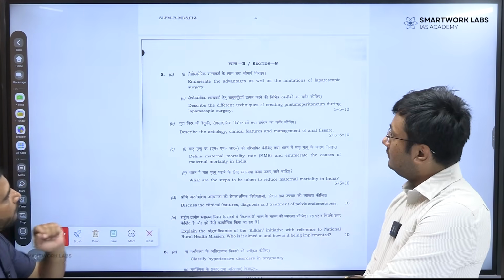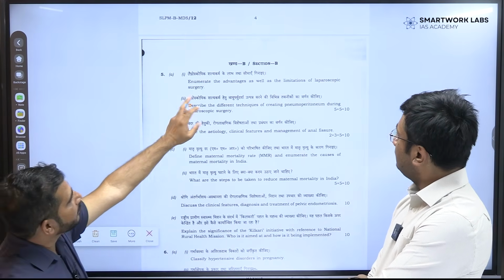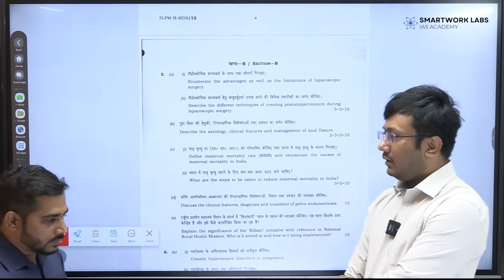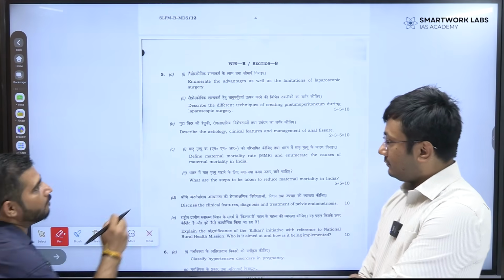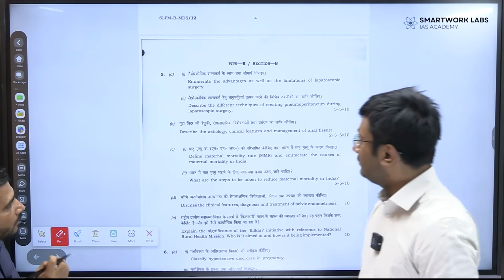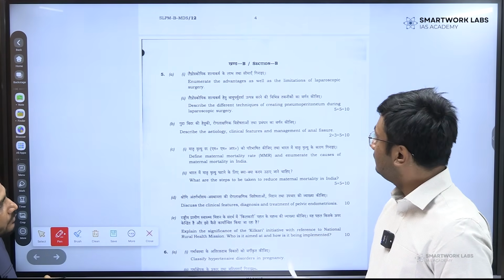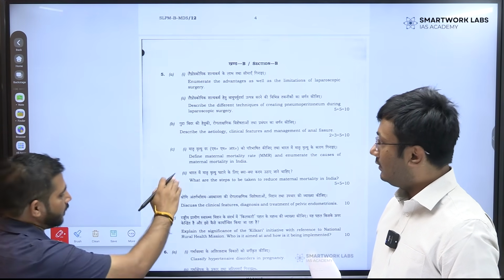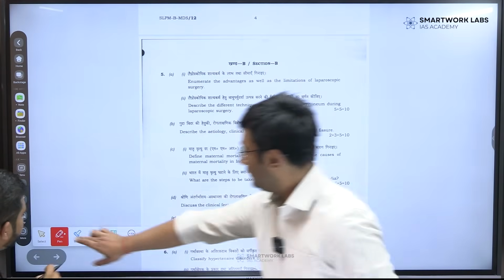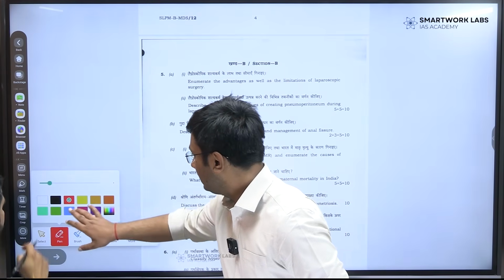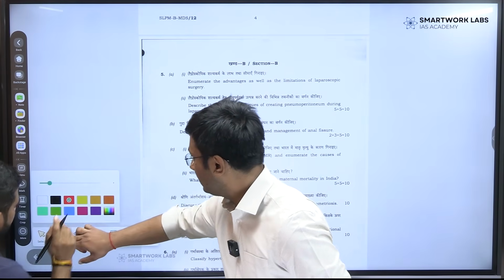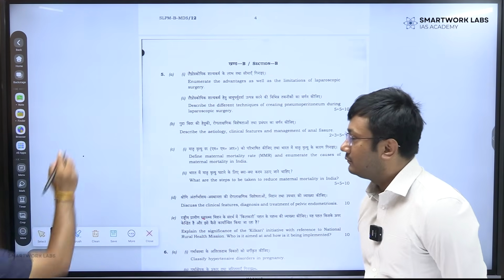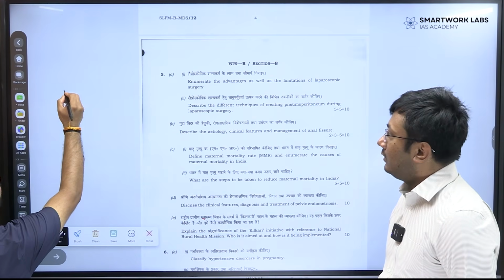So now we're just focusing on this question: enumerate the advantages as well as the limitations of laparoscopic surgeries. So first of all, the drawback of students is that they go straight toward the laparoscopic surgery. So first you will start with the introduction. When you are approaching the question, first you have to write the introduction part.